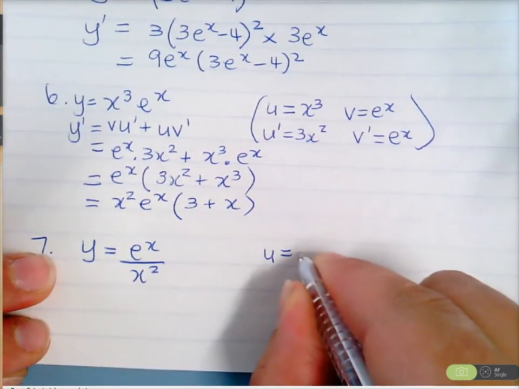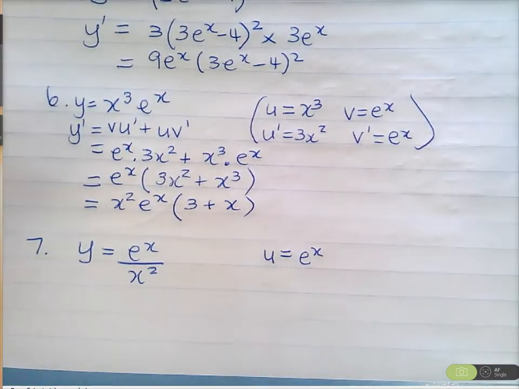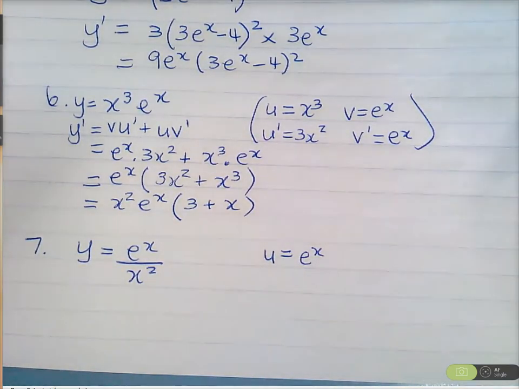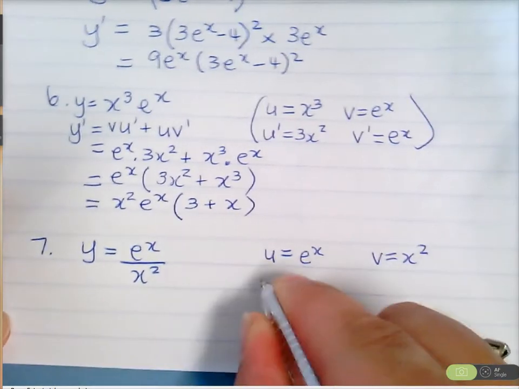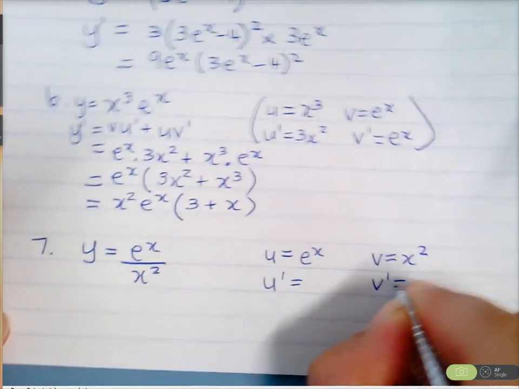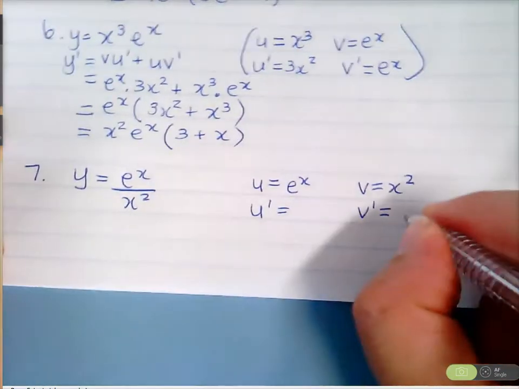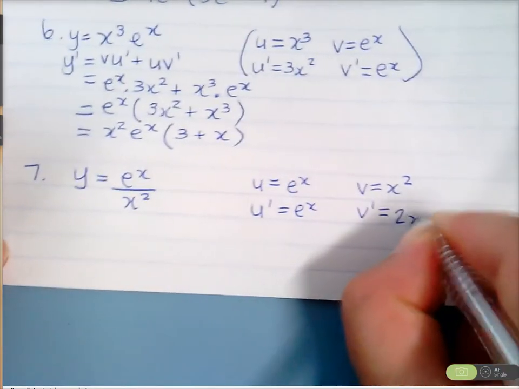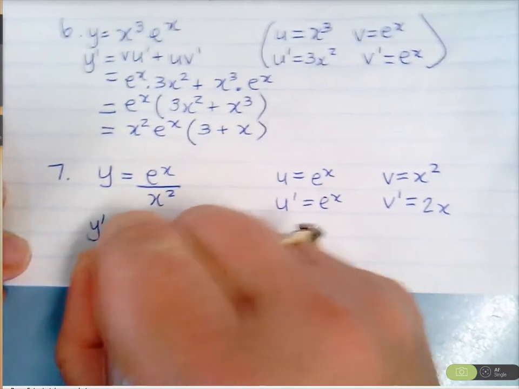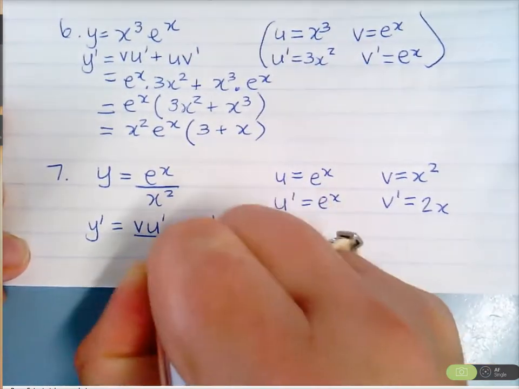So, what about this one? U is e to the x. No, u's always on top. Alphabetical order. U comes before v. Top comes before bottom. Everything's in order. V is x squared. U dash. V dash. All right, this is e to the x. That's 2x. So y dash is vu dash minus uv dash over v squared.